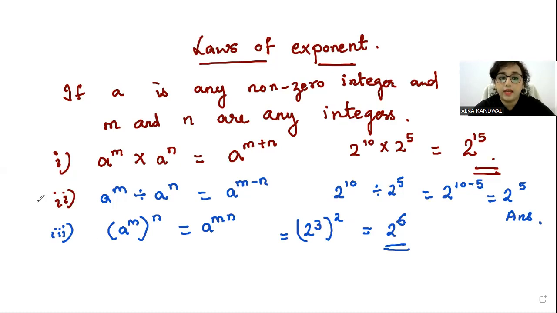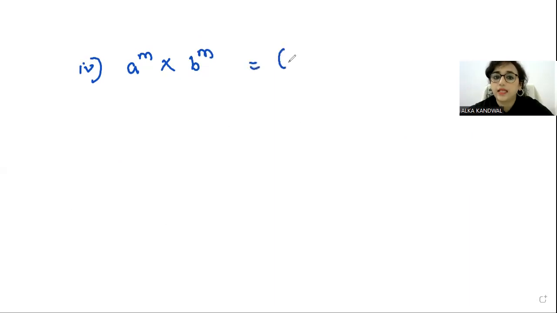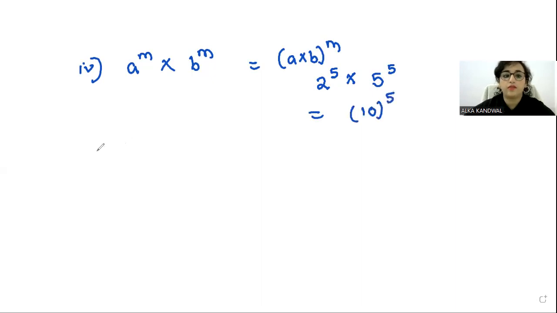Then we move ahead and let us see the fourth one. What is the fourth one? Let us have a look: a to the power of m and b to the power of m. Now here the base is different but the exponent is the same, so what can we do? We multiply the bases: a multiplied by b to the power of m. For example, 2 to the power of 5 multiplied by 5 to the power of 5. So we can write it as 2 into 5, 10, 10 to the power of 5. This way we can write it down.